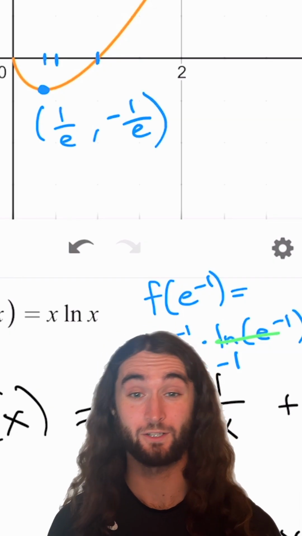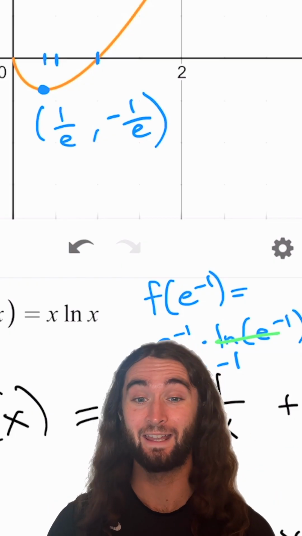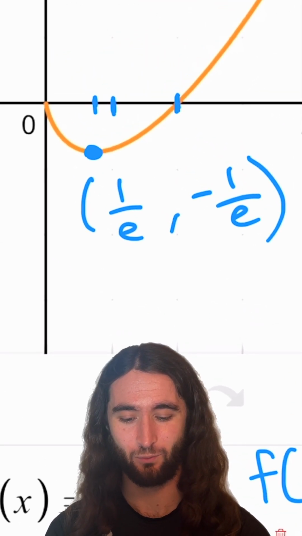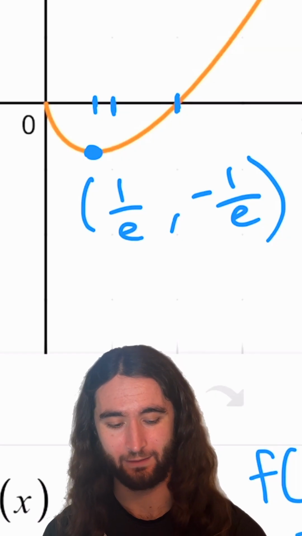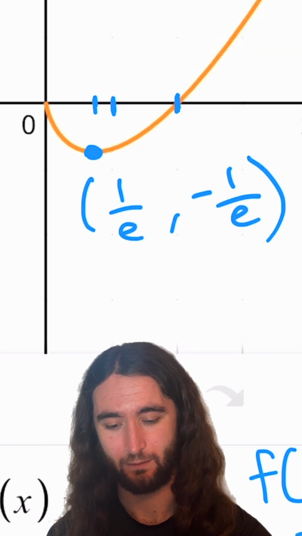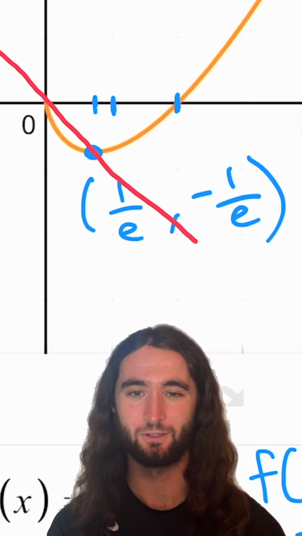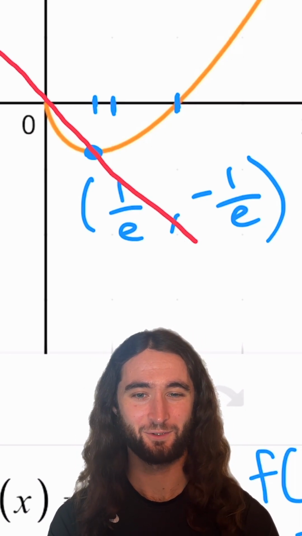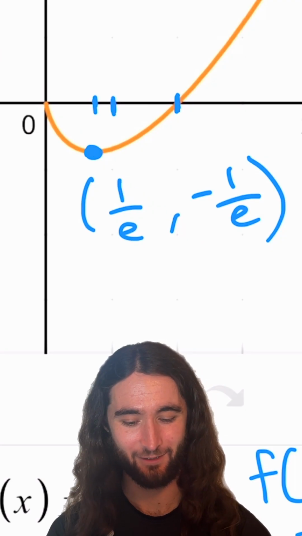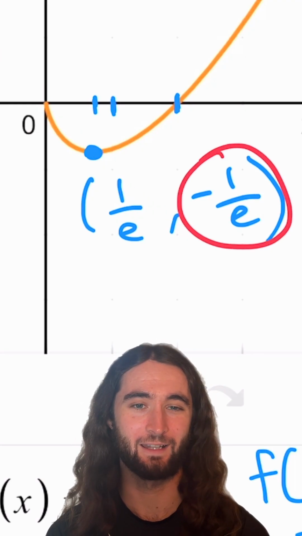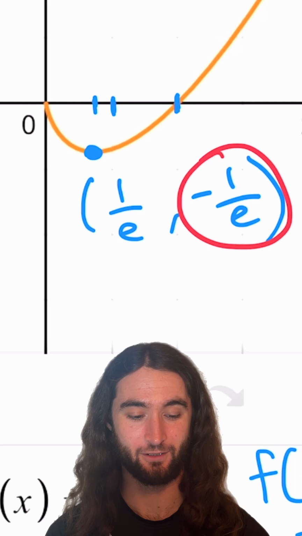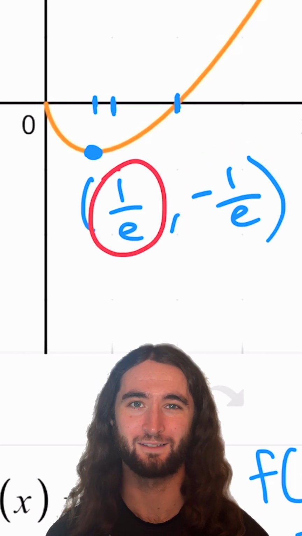So the coordinates are actually the same. It's just that the y-coordinate is the negative of the x-coordinate. And so that's why they appear to be along the line where x and y coordinates are negatives of each other. So yeah, there you go. The minimum value of the function is negative 1 over e, and that occurs at an x-coordinate of positive 1 over e.